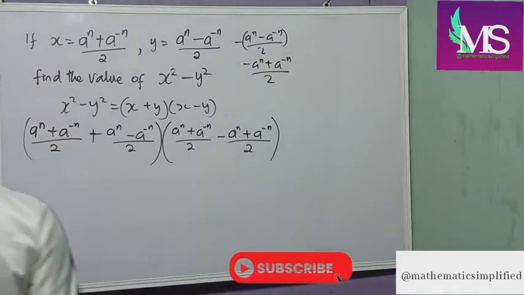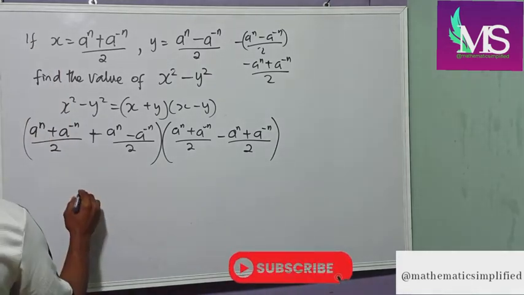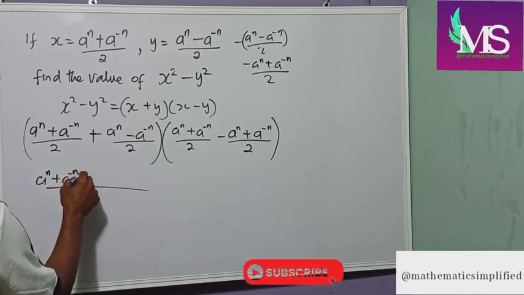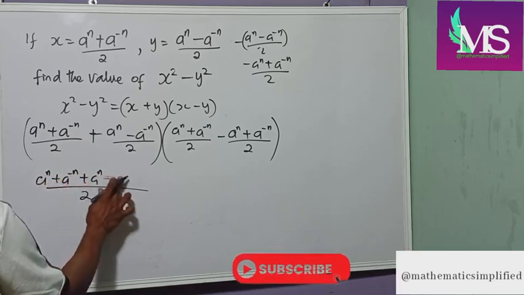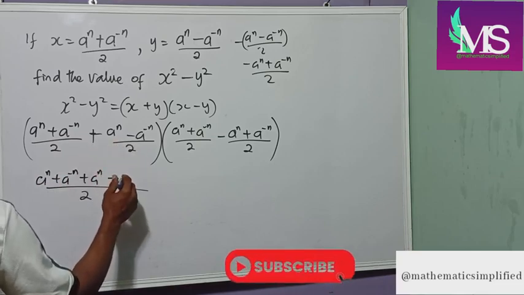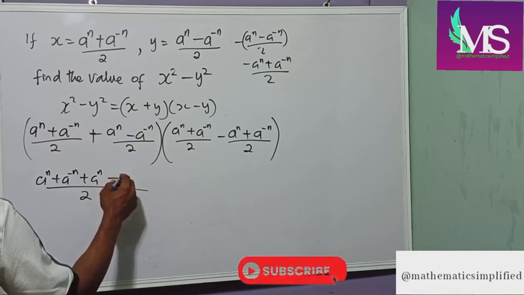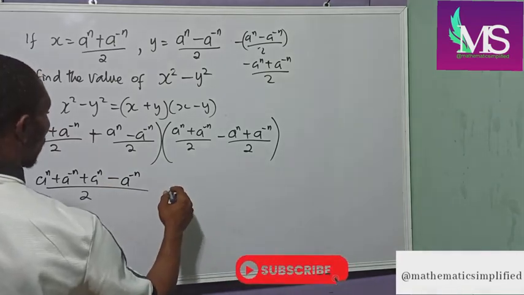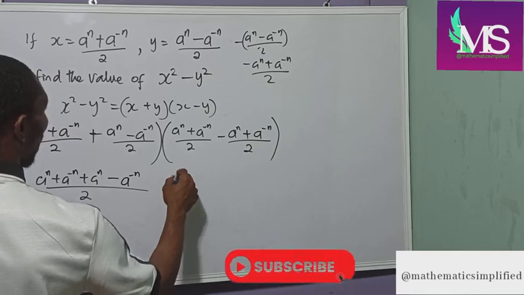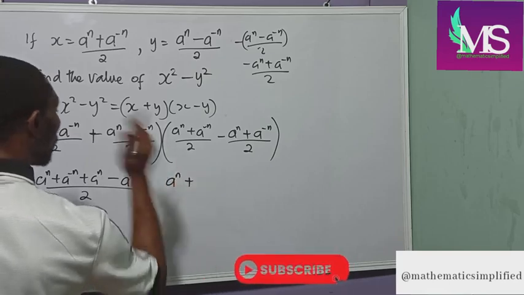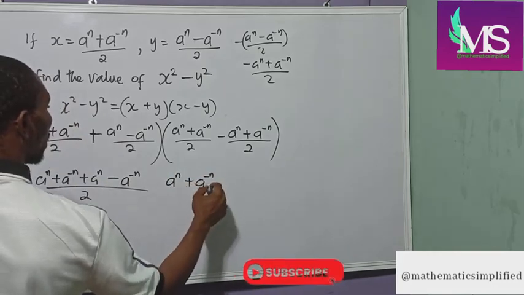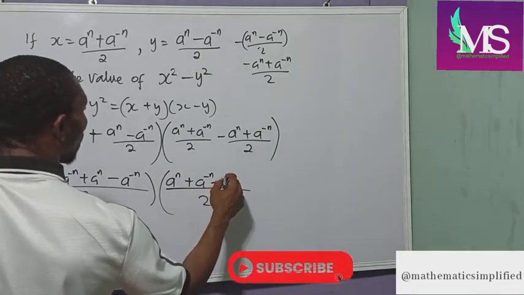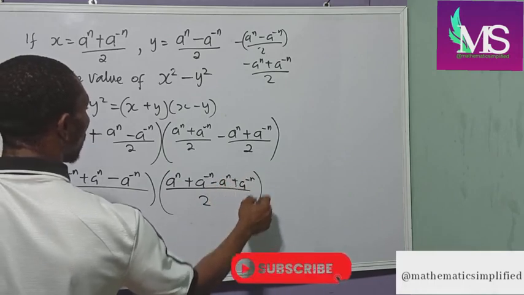Now having done that, collecting our LCM, 2 is common. This becomes a n plus a minus n plus a n minus, plus times minus minus a minus n. Now this is common. This becomes a n plus a minus n all over 2, don't forget, minus a n plus a minus n.